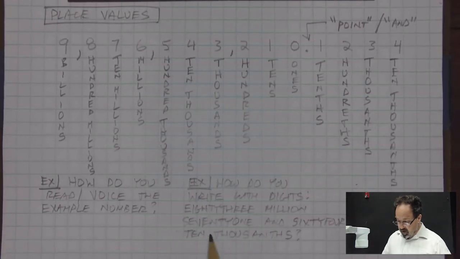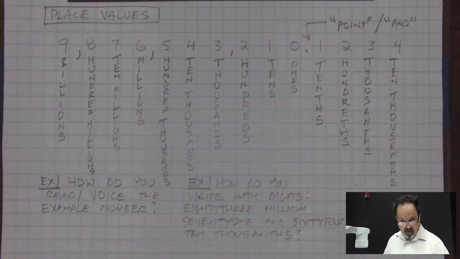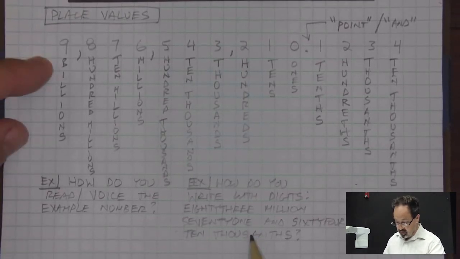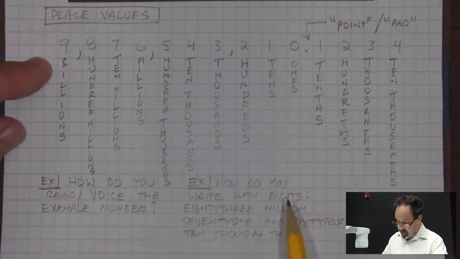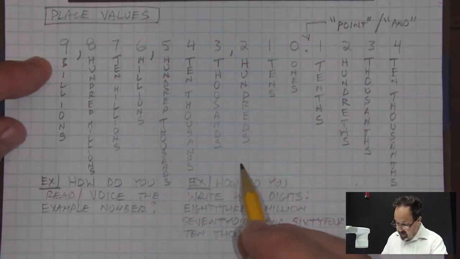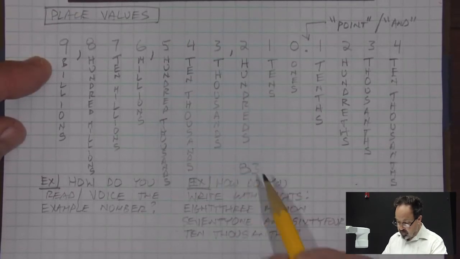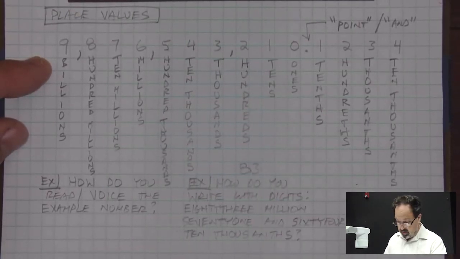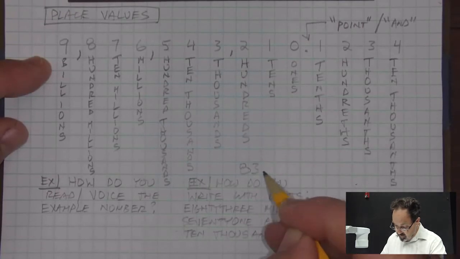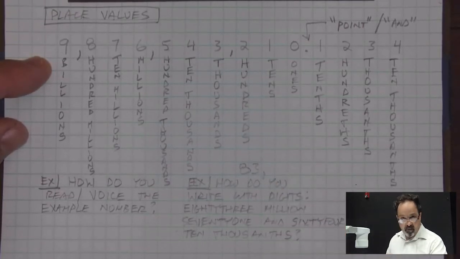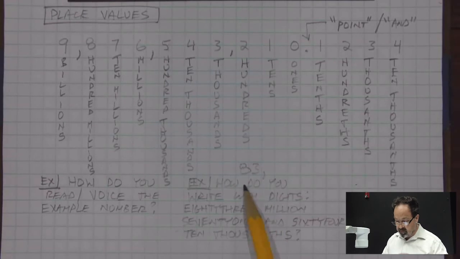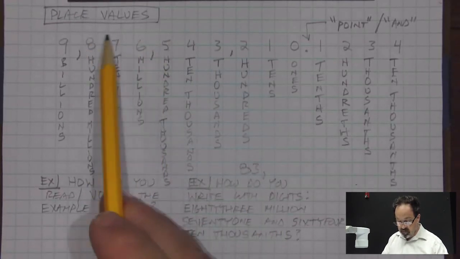For this example, how do you write with digits 83,071,064 and 64 ten-thousandths? We have to be very careful, and we'll go slow and make sense of this here. Well, I'm going to start with the 83 million. I'm going to write the number here, and the 83 is quite clear. But if this is going to be 83 million, then I'm going to start with a comma, so this 83 is before it, and it's in the group of the millions.